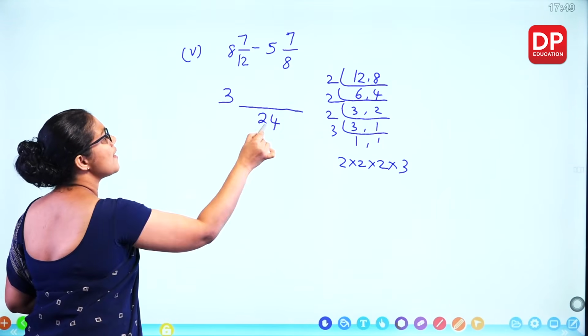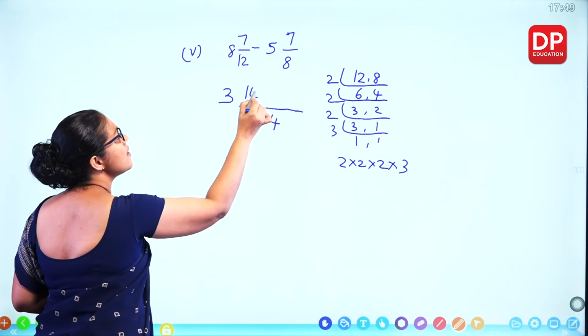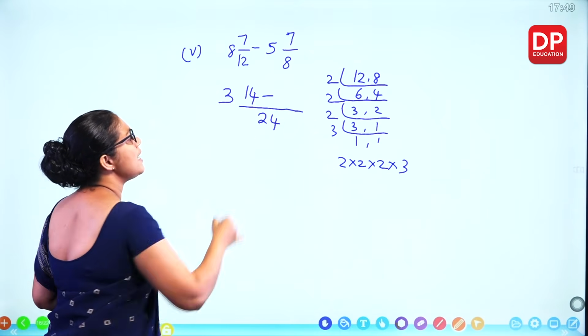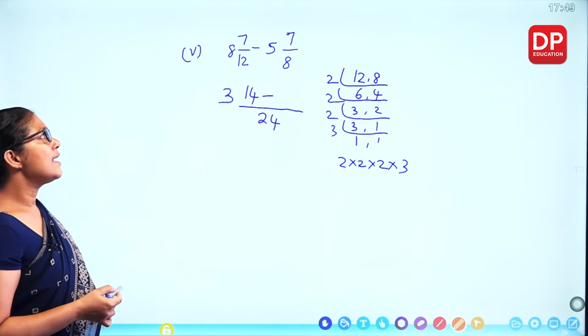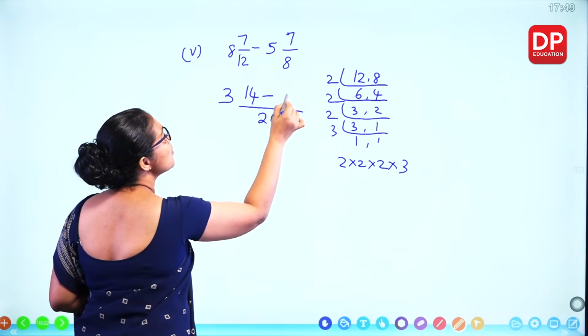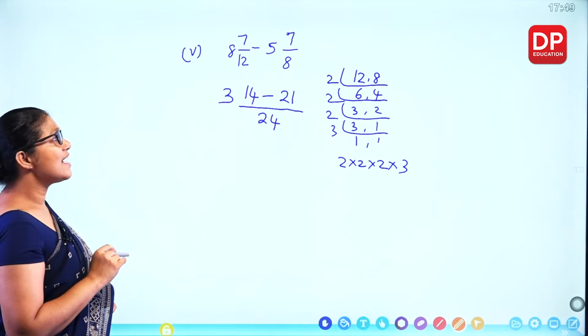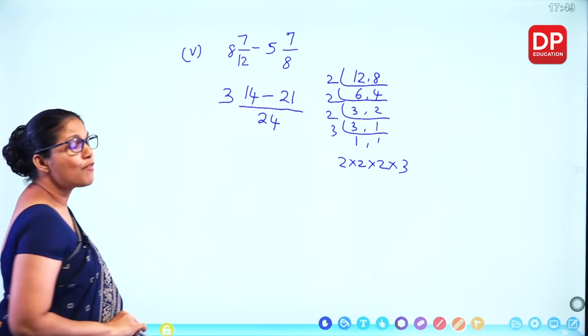How many 12s are there for 24? 2. 2 times 7, 14. Minus, how many 8s for 24? 8 times 3. So multiply 7 by 3, you get 21. Now what can you see? Again, you are getting a negative answer. You can't subtract 21 from 14.